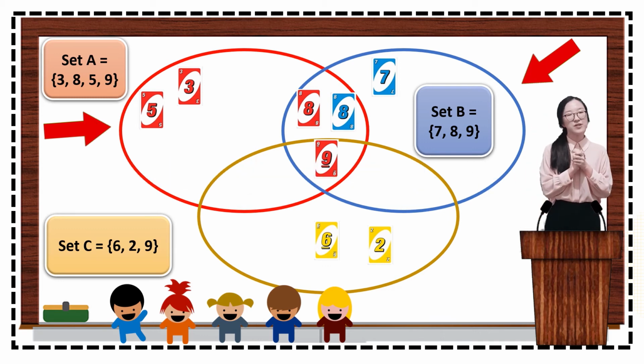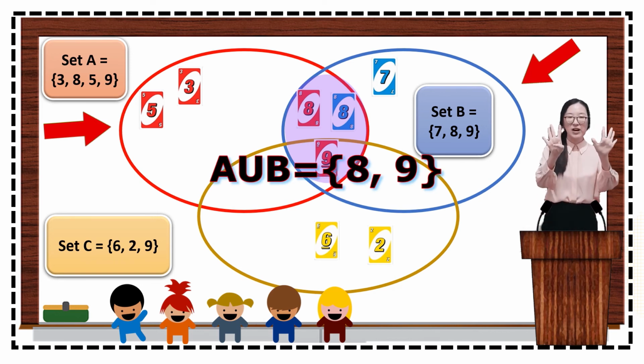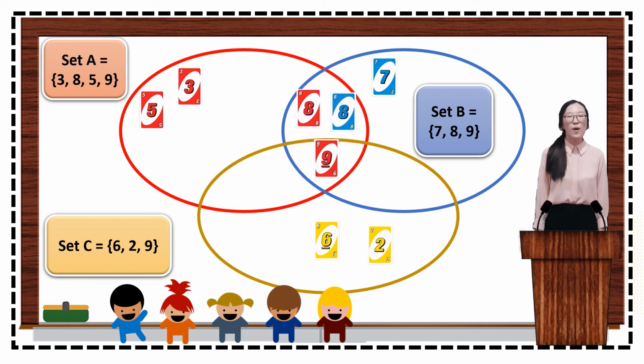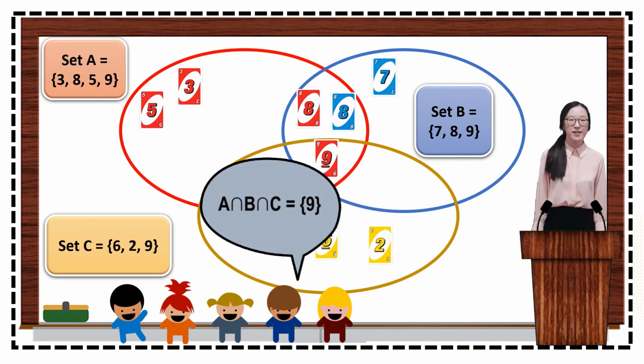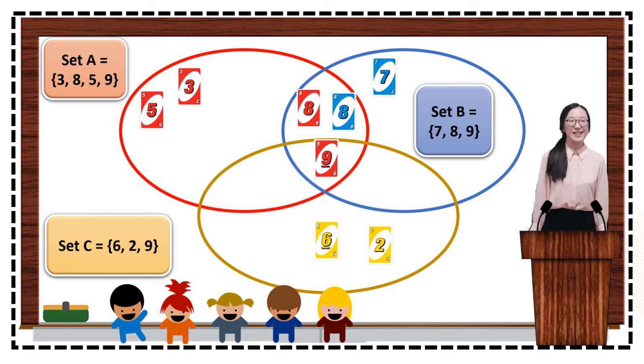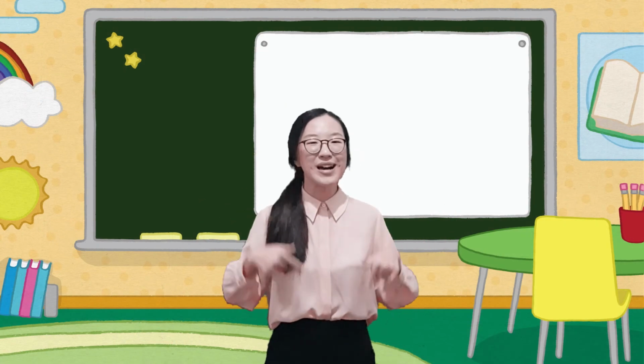But if we want the intersection of set A and B, then we only need the elements inside the overlap region. Hence, the answer will be 8 and 9 only. So this time, I would like to ask you, what do you think is the union of set A, B, and C? How about the intersection of those sets? You're right! Perfect!